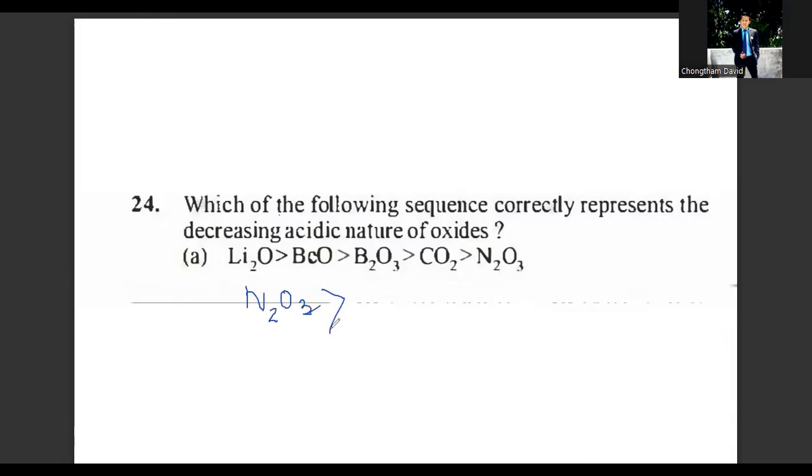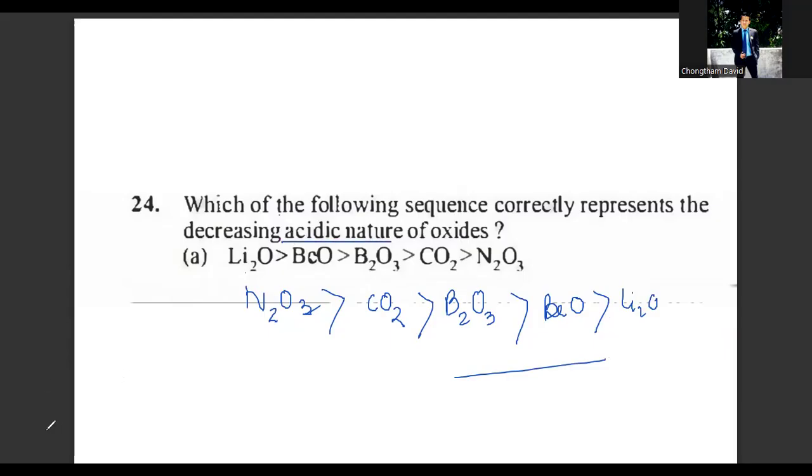N2O3 greater than carbon dioxide, then boron. Keep in mind metal forms oxide, which is basic in character, non-metal forms oxide, and it will be acidic in character. So this would be the correct representation of the decreasing acidic nature of the oxides. Okay, let's read the next question.